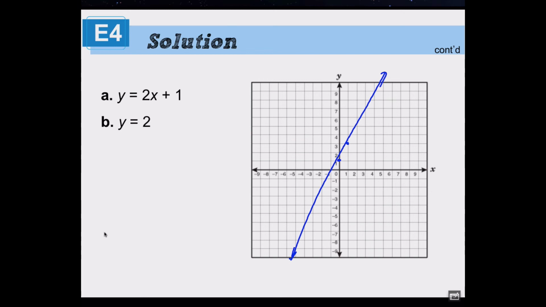y equals 2. People screw this up all the time. Is that y equals 2 or x equals 2? Correct, it's y equals 2. It's all the values on the graph that have a y value of 2. Horizontal line. Oh, my pen just stopped working. There we go. Y equals 2. And then the last one.